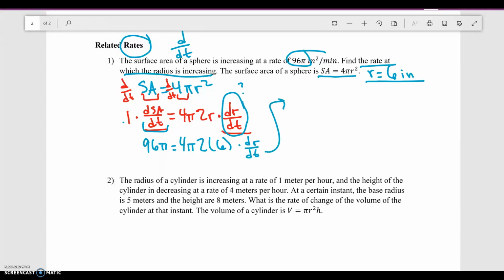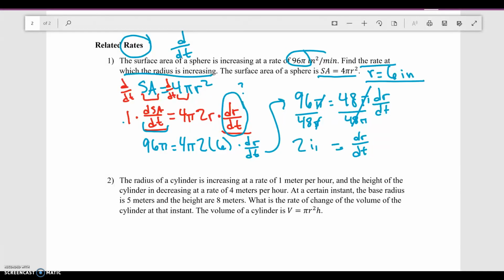Okay. So I'm going to get 96 pi is equal to, well, 4 times 2 is going to give me 8. 8 times 6 is going to give me 48. So I'm going to have 48 pi dr over dt. Now all we want to do is just solve for dr over dt. So I can just go ahead and divide by 48 pi on both sides. So this is going to go away. So dr over dt is equal to, well, the pi's are also going to cancel out. 96 divided by 48 is just going to give me 2. So that's going to be 2 inches per minute. So that means that when the surface area is increasing at a rate of 96 pi, my radius is also increasing at the rate of 2 inches per minute.